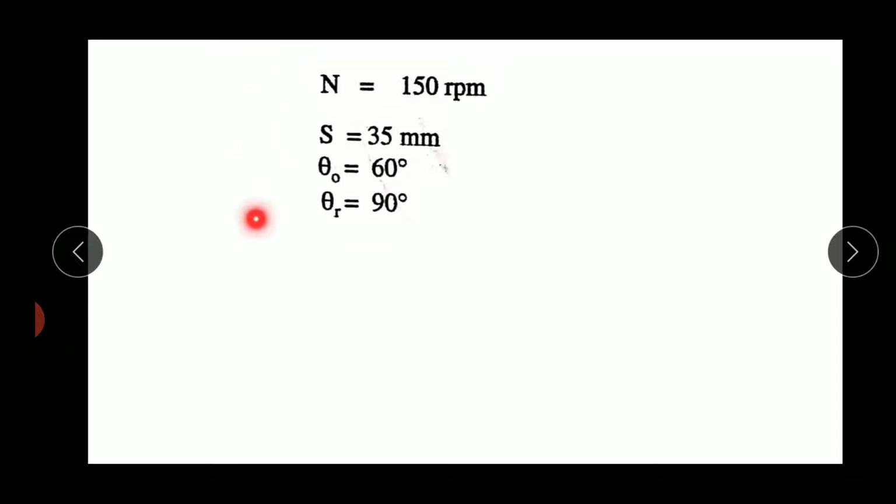So N is 150 rpm, S is 35 mm, theta O is 60 degrees and theta R is 90 degrees. So this is the given data. Now the angle turned during outstroke is 60 degrees, and the angle turned during return stroke is 90 degrees. This is given in degrees. Better you calculate it in radians, meaning you multiply by pi by 180. You will get the angle turned during outstroke and return stroke in radians. That will be useful in the numerical part. So theta O comes as 1.047 radians and theta R comes as 1.57 radians, when multiplied by pi by 180. So theta O is 1.04 and theta R is 1.57.